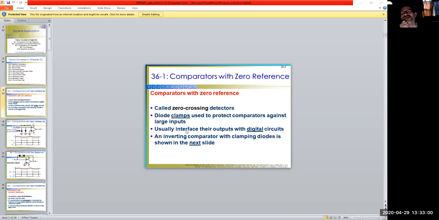But anyway, so comparators. We use the op amp basically as comparators. And what that means is it's kind of looking at two different signals, if you will.